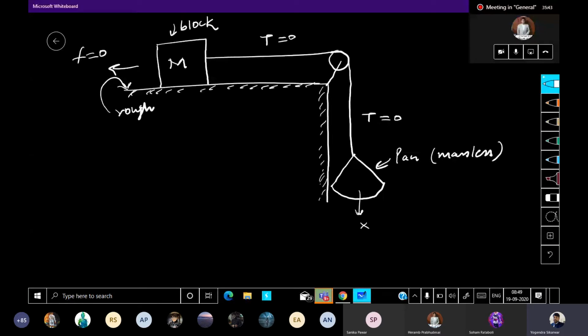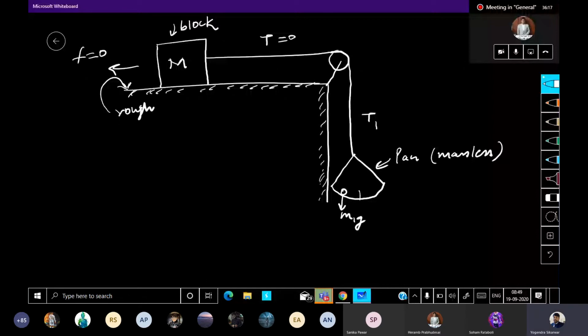Now what you did, you took some mass and you put it in the pan. Let me call it M1. So M1g will now act downward, and because of this M1g, there will be some tension in the string. Let's say tension becomes T1.